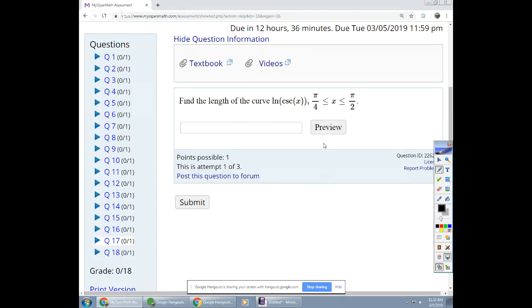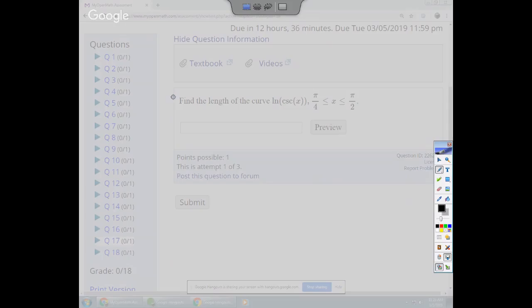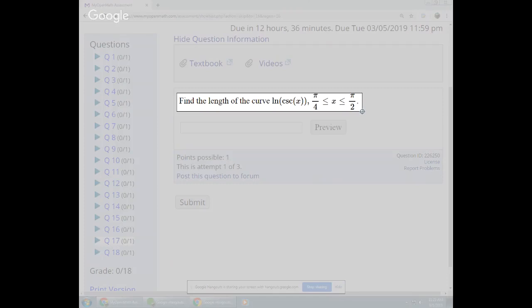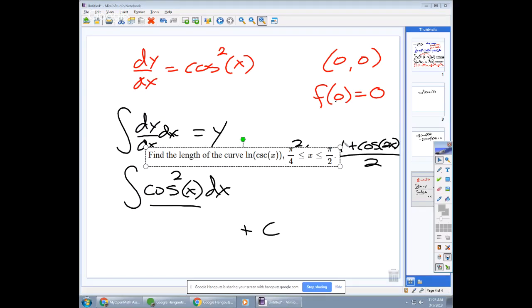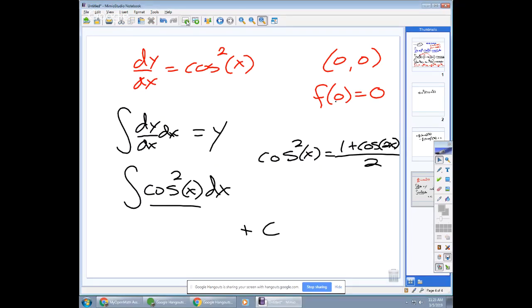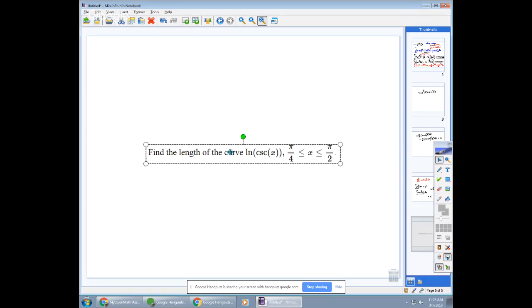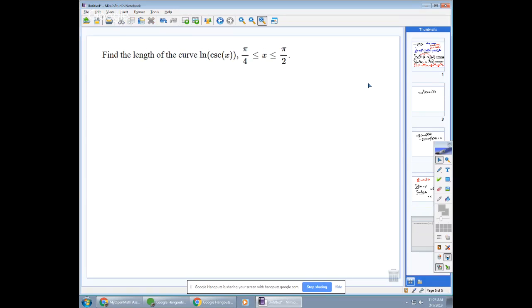Sure, let's set up arc length. That was one of the problems for a similar problem from the last area. So I'm just going to set it up. I'm not going to finish it. Setup's the hard part. Okay, so formula for arc length.